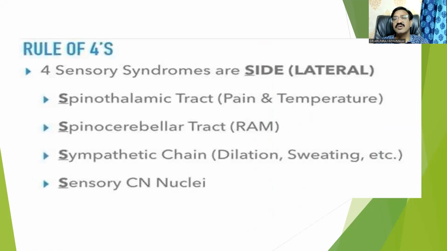This is also a little bit PG standard. The 4 sensory syndromes are lateral. The spinothalamic tract and these tracts will all be lateral, so sensory will be involved when the lateral aspect of the medulla gets involved: spinothalamic tract, spinocerebellar tract, sympathetic chain, sensory cranial nerve nucleus. Due to the sympathetic chain only, the patient will have Horner syndrome in lateral medullary syndrome or Wallenberg syndrome.